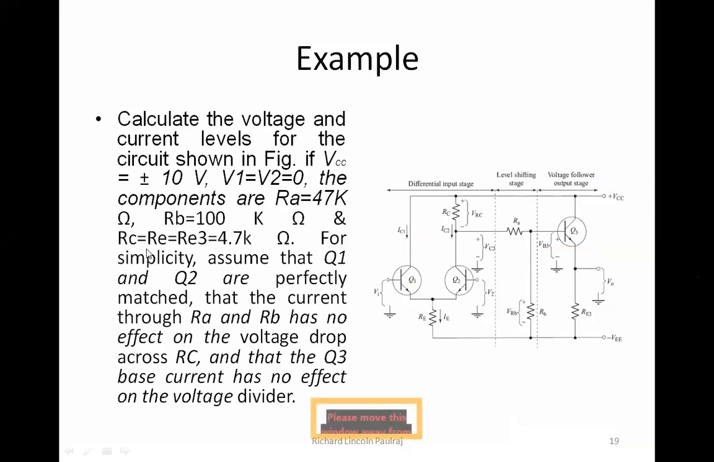And RC, RE, and RE3. So this RC and this RE3 and RE, so 1, 2, 3. These three resistors are about 4.7 kilo ohms. For simplicity, assume that Q1 and Q2 are perfectly matched, which means that they are acting as a perfect match, a replica of each device.